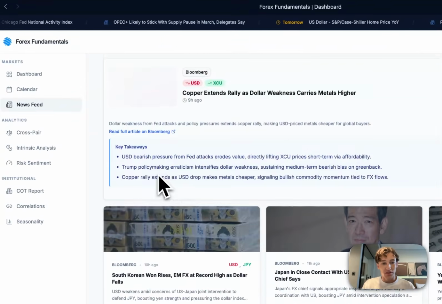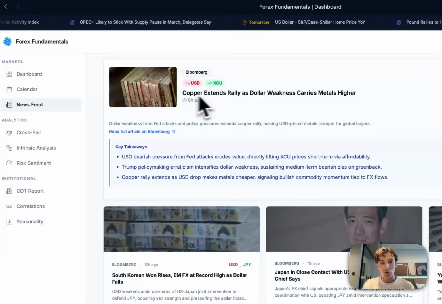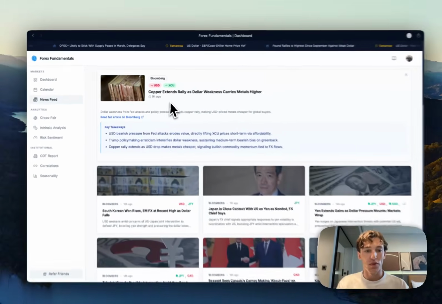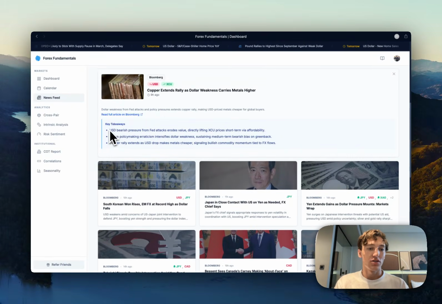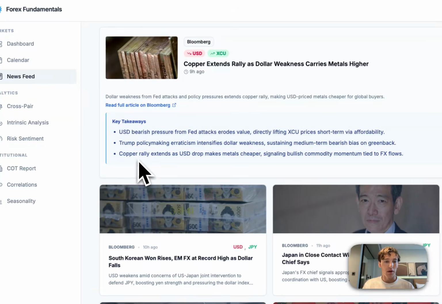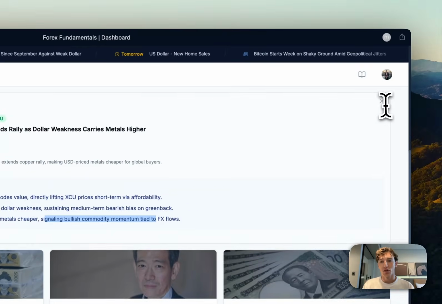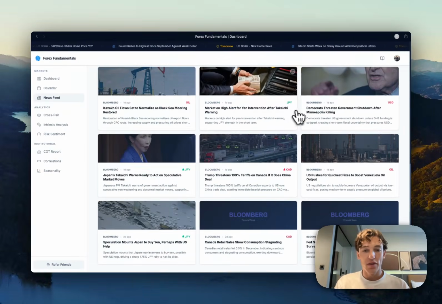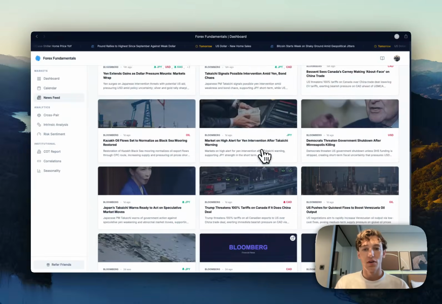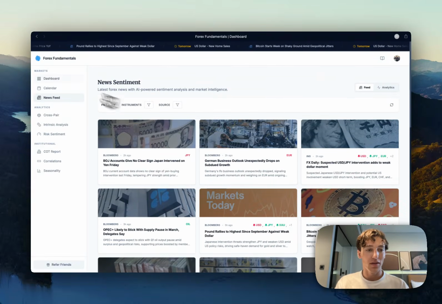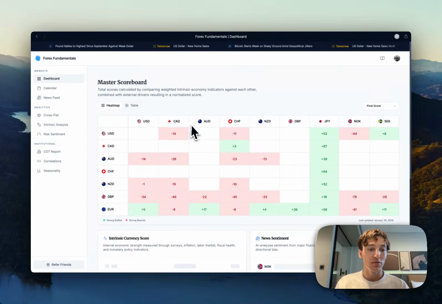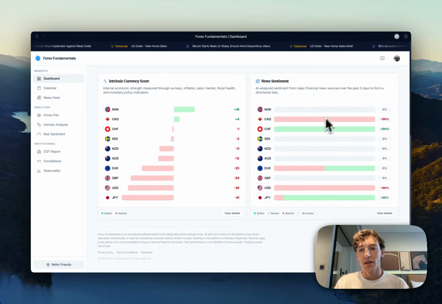So here, for example, we can see an article about copper and why is copper still gaining. Well, because there's still dollar bearish pressure, Trump's policies, and bullish commodity momentum tied to FX flows. So here, you will stay up to date with all of the news and articles about the currencies, but also for commodities, and you will be able to follow it here in the news sentiment as well.